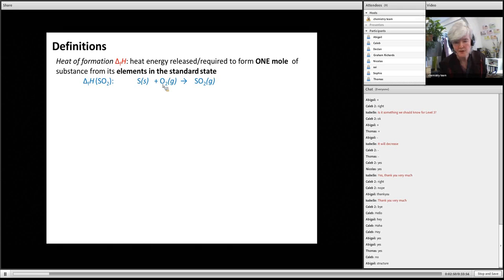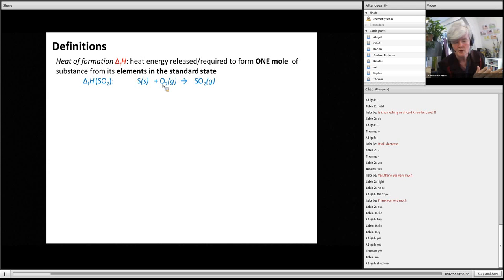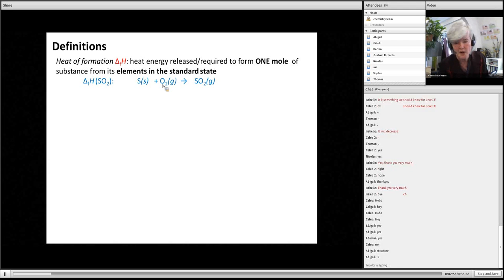So my unbalanced equation is C plus O2 goes to CO. How do I balance it? A half, 0.5, correct. I don't try and say 2 carbons plus O2 goes to 2 CO, because I can only have 1 mole of the substance on the right-hand side, so I have to put a half in front of O2. Okay, so that's the heat of formation.